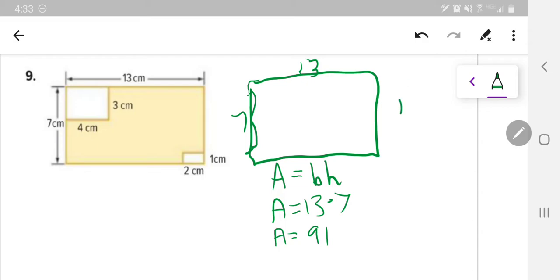Then we have the little rectangle, and we have the really little rectangle. Both of those use the formula base times height.